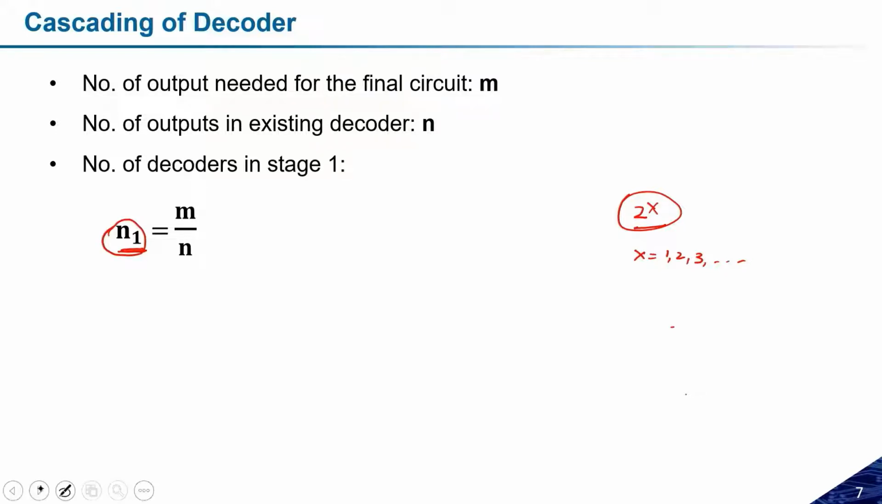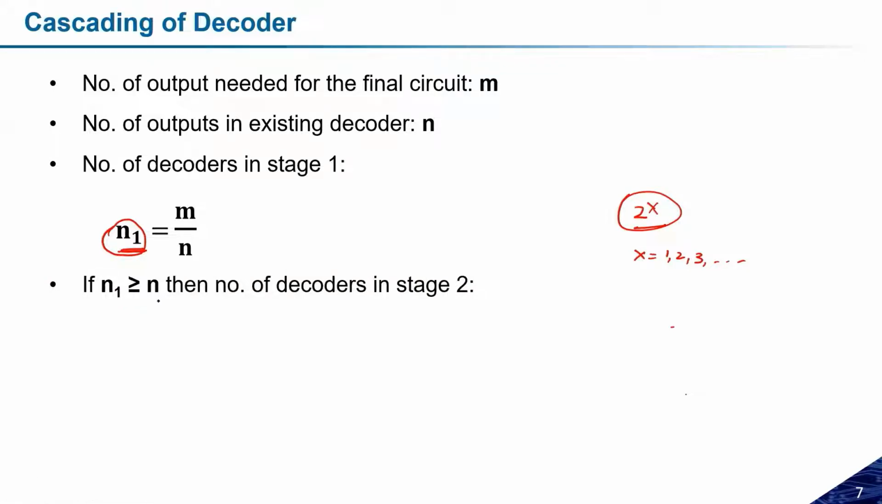Now I need to check how many decoders are needed. If n1 is greater than or equal to n, whatever the n we have, then I need to go for the second stage as well. So we cannot complete our design in a single stage. We need to go for the second stage as well.